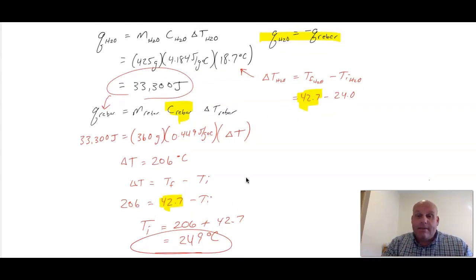The other key concept that students often miss is that the final temperature is going to be the same. Okay, so we reach that thermal equilibrium. Something is coming down to that temperature. Something is going up to that temperature. And then we reach that thermal equilibrium. So my final temperature would be the same.